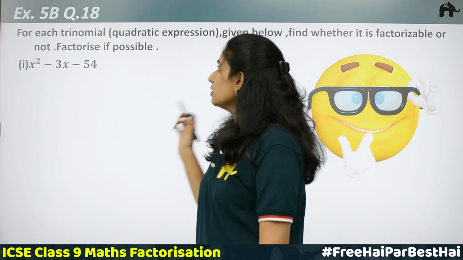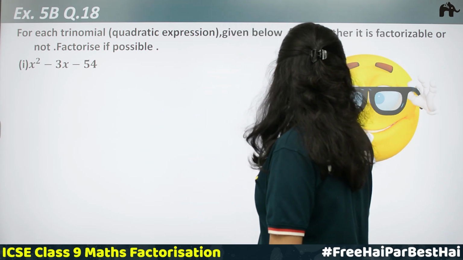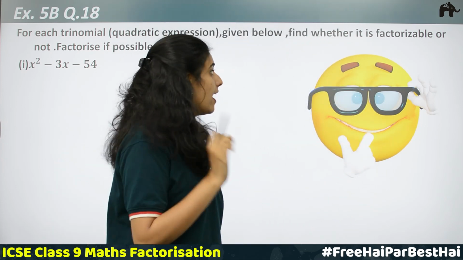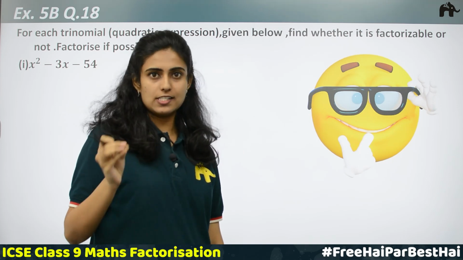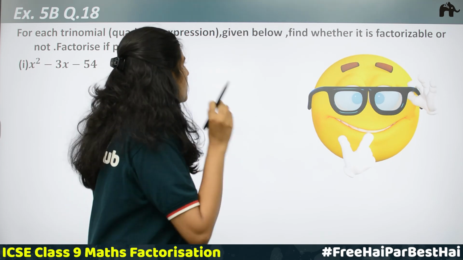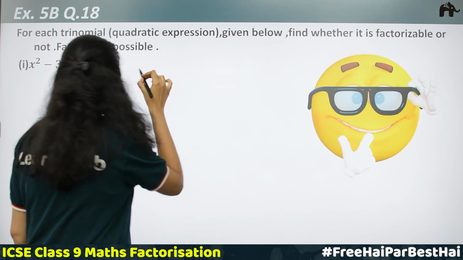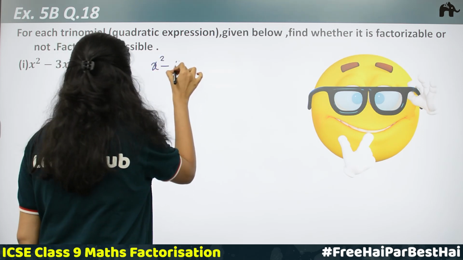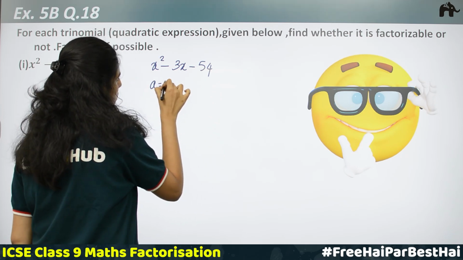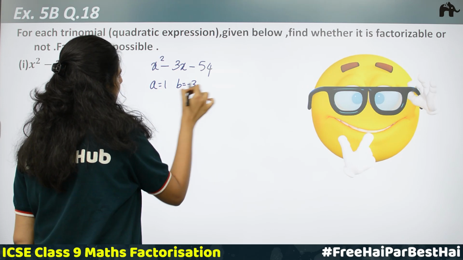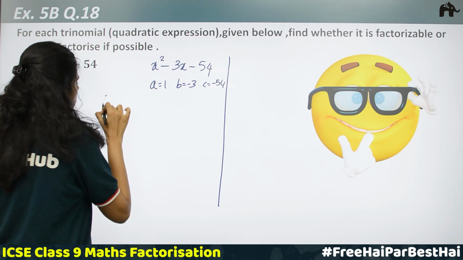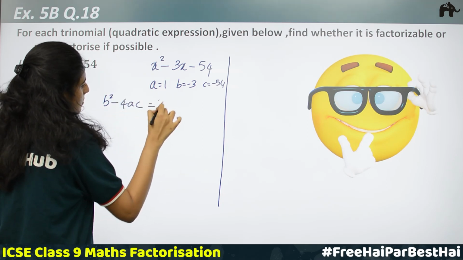Question 18 of exercise 5b, sub-question 1. For each trinomial quadratic expression given below, find whether it is factorizable or not, factorize if possible. So, how to find if it is factorizable or not? We have to find what the value of b square minus 4ac is. If b square minus 4ac is equal to a perfect square number, then the given trinomial expression will be factorizable. So, here let us check. Here we are having x square minus 3x minus 54. Okay. In this case, a is equal to 1, b is equal to minus 3 and c is equal to minus 54.